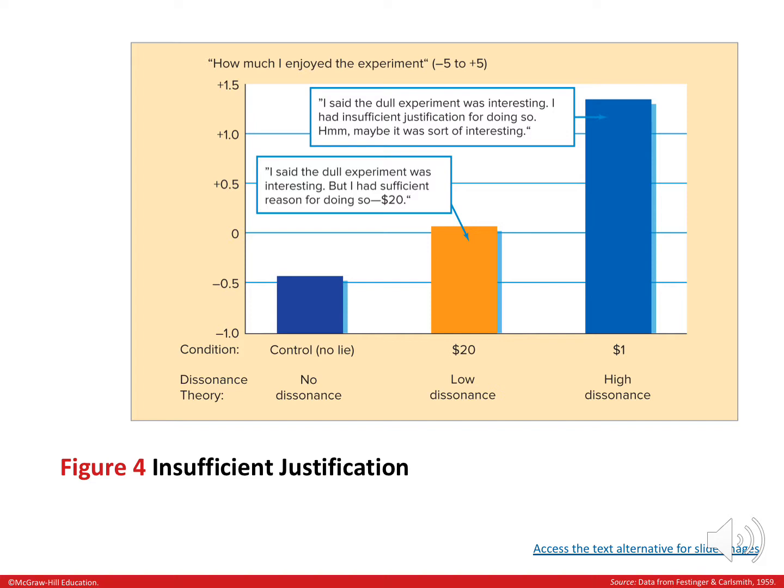Okay. So insufficient justification. This is a snapshot of the data from one of the research studies. Dissonance theory predicts that when our actions are not fully explained by external rewards or coercion, we will experience dissonance. We feel tension, and this dissonance can be reduced by us believing in what we have done. So the study goes as follows.